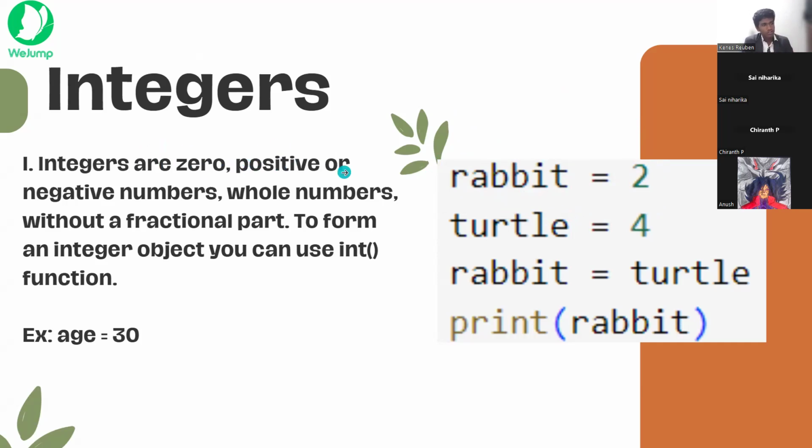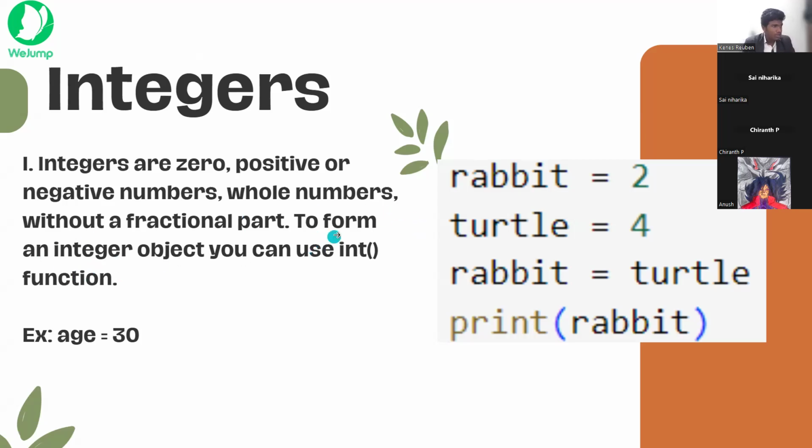Integers are zero, positive or negative numbers, whole numbers without a fractional part. To form an integer object, you can use the int open brackets and close brackets function. You all have learned about integers in your mathematics syllabus. Integers, you have zero, positive numbers, and negative numbers. Anything like 2, 4 are positive numbers. Zero itself is zero, and we have negative numbers that go below zero. So all these are integers. You can't have fractions like 1 by 2 or anything like that. It's only basic integers.